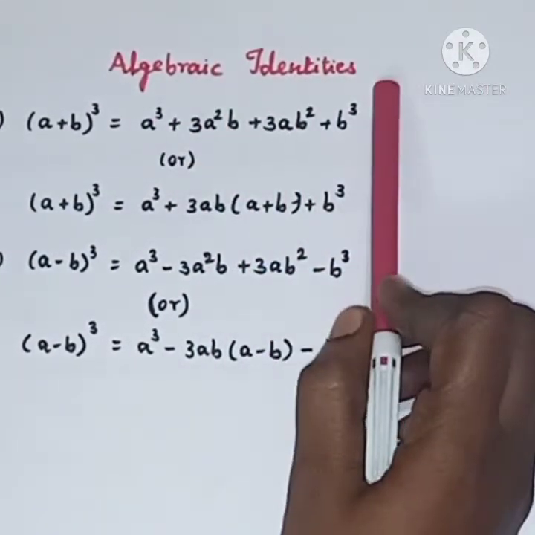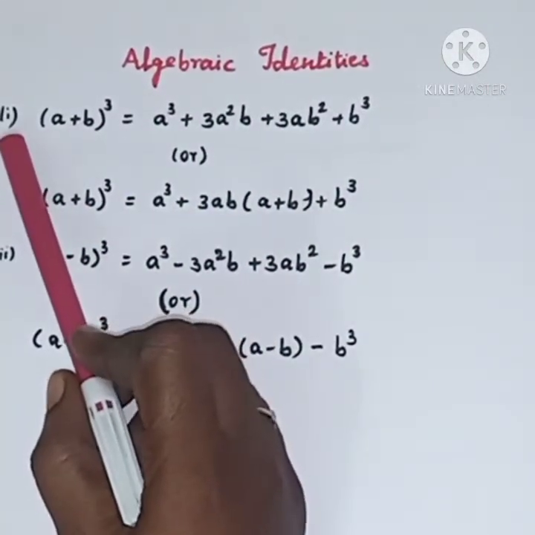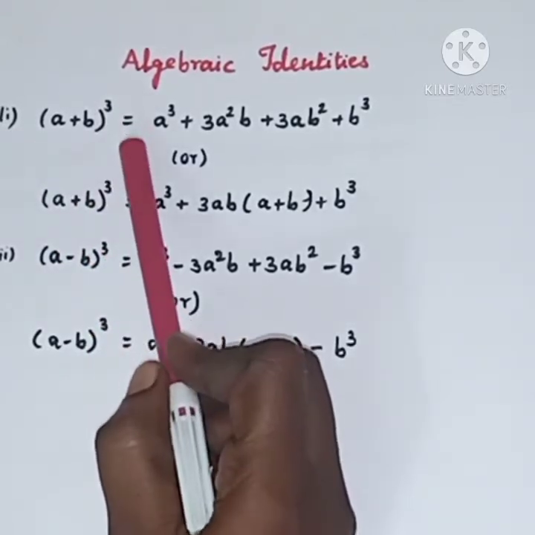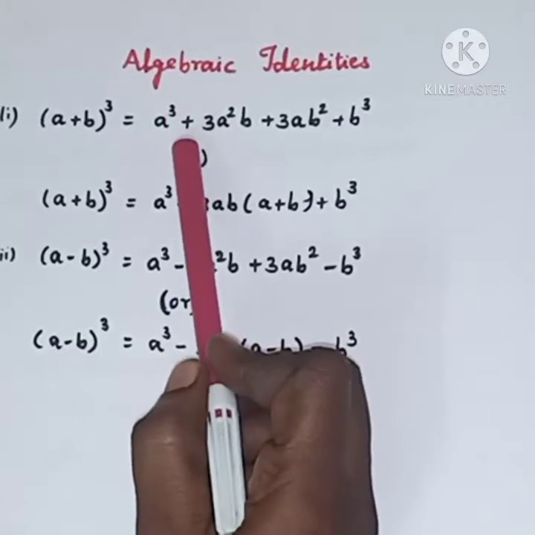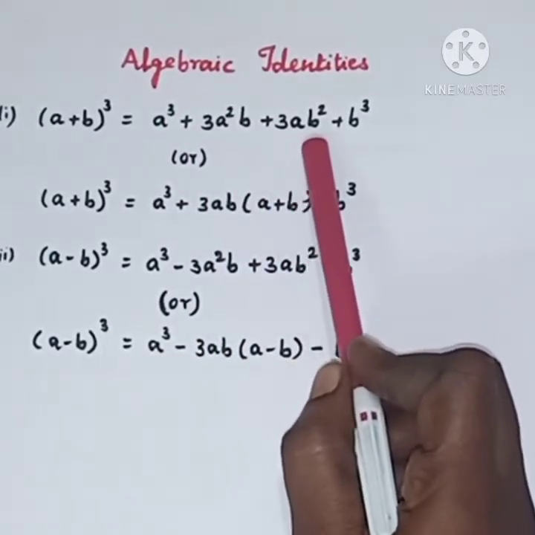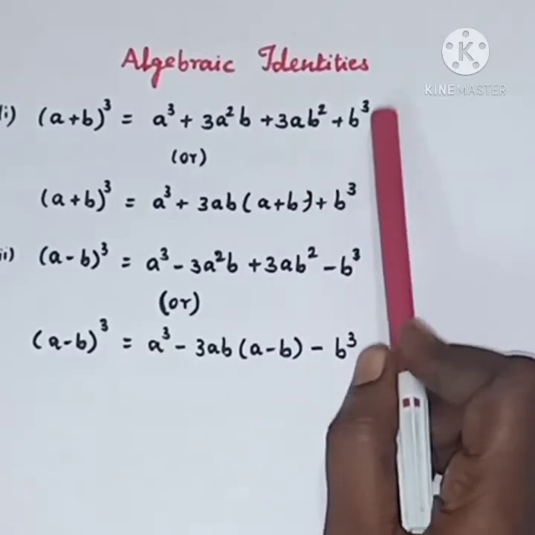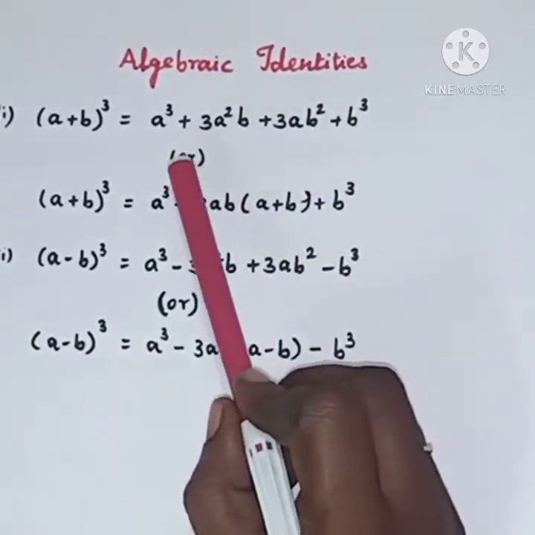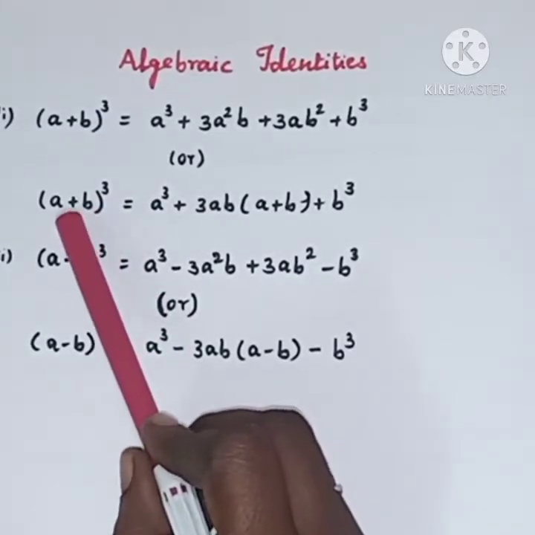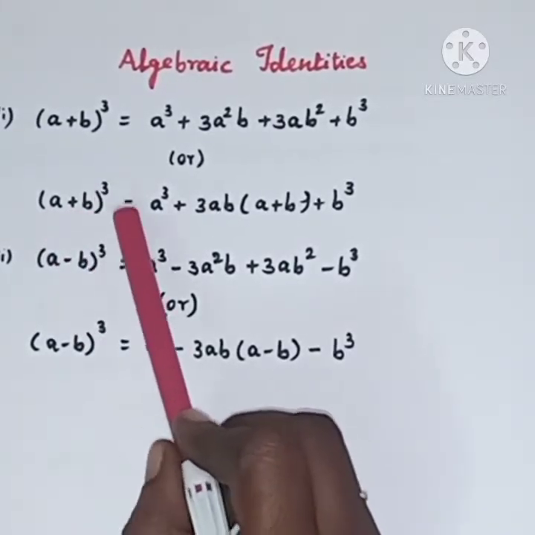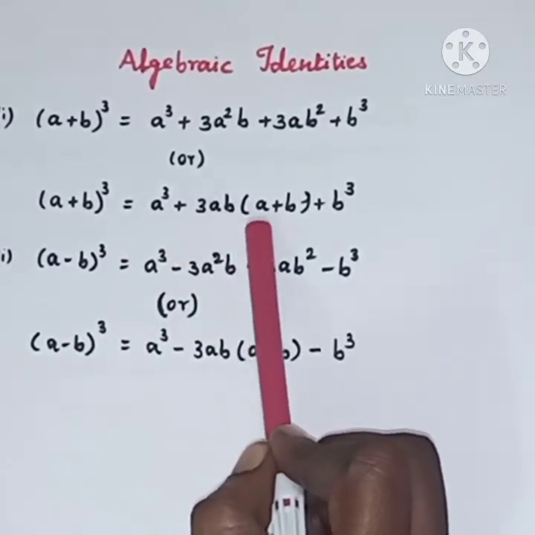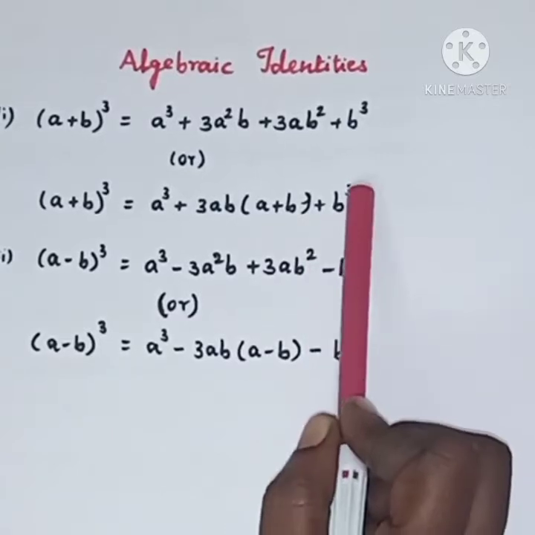Algebraic identities. First algebraic identity is (a plus b) the whole cube is equal to a cube plus 3a square b plus 3ab square plus b cube. The same identity can be written in this way also. (a plus b) the whole cube is equal to a cube plus 3ab into (a plus b) plus b cube.